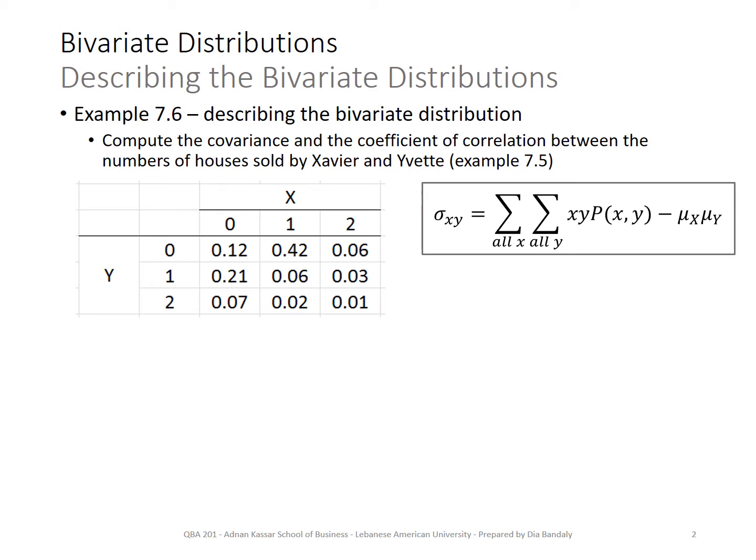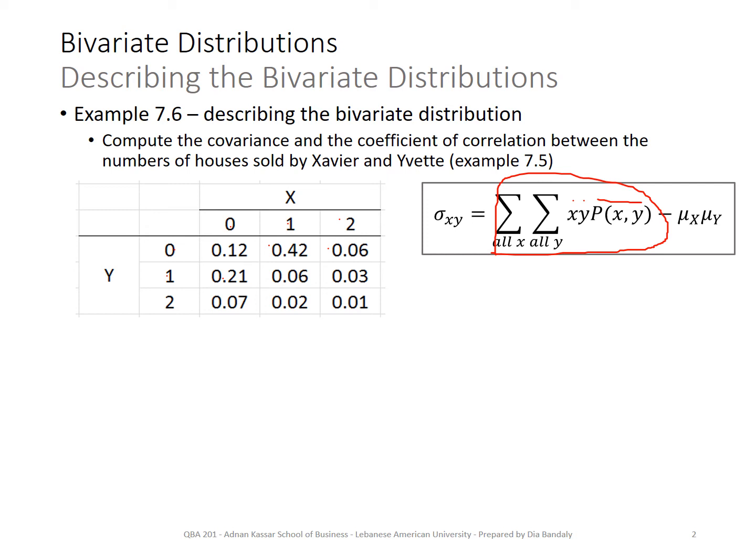Okay, so first, how can I read this one? As I explained previously, for every pair of x and y that I know the probability, I will multiply the value of x times the value of y. So in other words, look at the table here. The whole summation will be equal to 0 times 0 times 0.12, plus 0 times 1 times 0.42, plus 0 times 2 times this, plus this times that, etc.